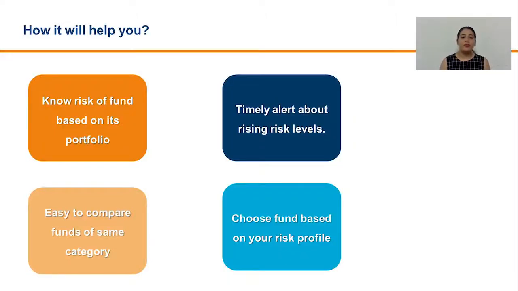Third is to compare different funds. For example, you want to invest in a particular category, and fund A of that category is giving you 10% return, and fund B is giving you 9% return. On what basis will you select which fund to invest in? Because returns are historical and are not an indication of what that fund will give you in future. The riskometer will help you there. You can see how much risk fund A has taken to generate a 10% return and how much risk fund B has taken to generate a 9% return. This is how it will help you compare different funds of the same category.